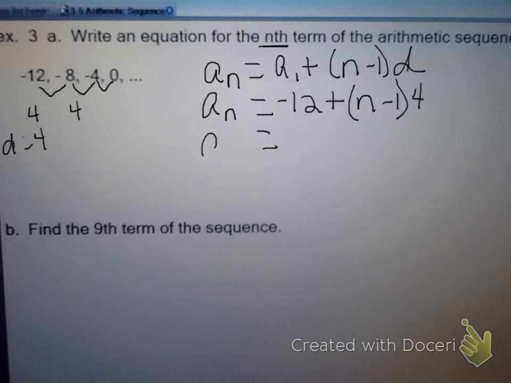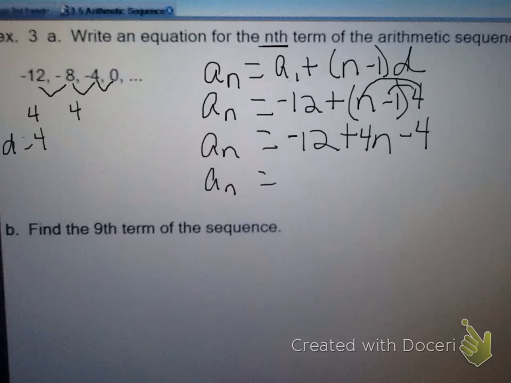Now I need to simplify this. So I'm going to do the distributive property. That's 4 times n is 4n. And 4 times negative 1 is a negative 4. So let's clean this up a little bit. Always write your variable first. So that's 4n. And then I'm going to combine negative 12 and a negative 4, which is a negative 16. That is the equation for the nth term of this sequence.